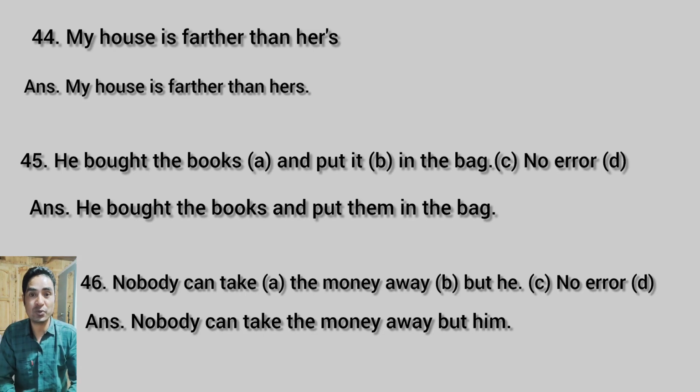But when we use but as a preposition, it means except. You can write this sentence, nobody can take away the money except him. Both the sentences are correct, so we have to use but him. There are some prepositions that can be used for each other. It means in place of one preposition, another preposition can be used. For example, for, except, except for, but for, all the prepositions are the same. It depends on which preposition you want to use.